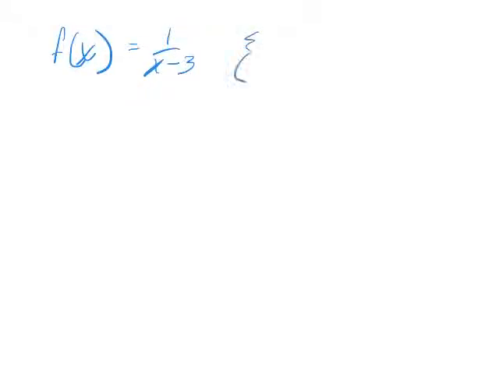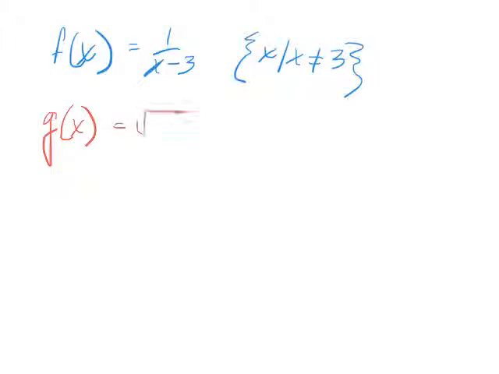So the set of all x such that x does not equal 3 would be your domain. What this is saying right here is x can be any number as long as it's not 3, and that'll work. Alright, if you look at B, we have g of x, and that equals the square root of 3 minus x plus 5.